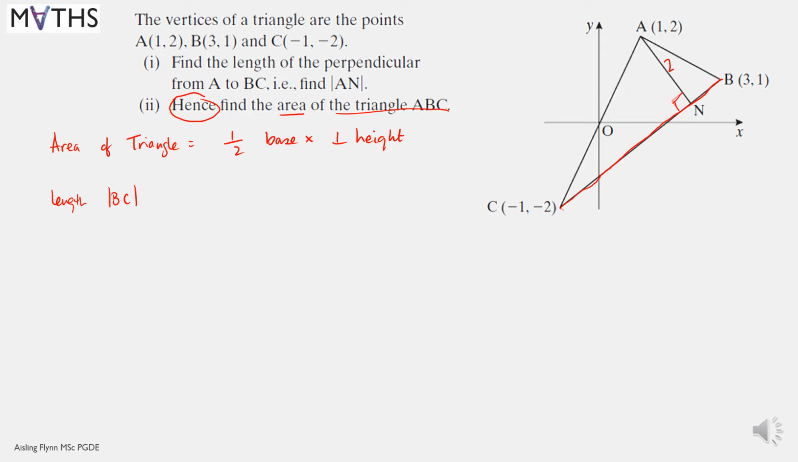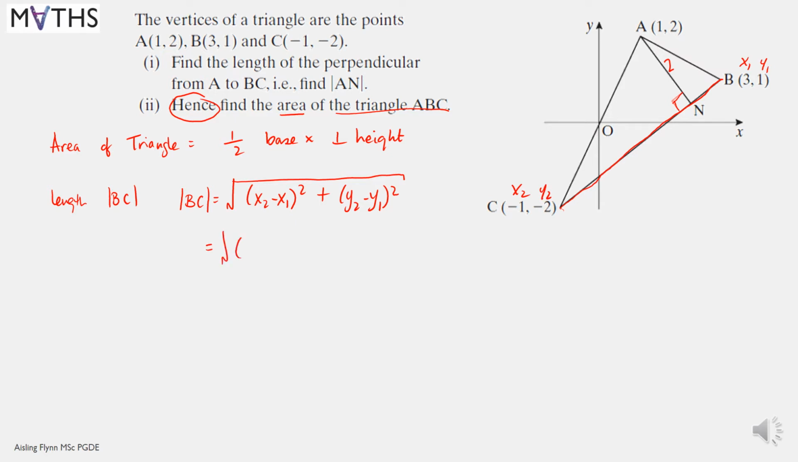Well, we do the distance formula, which will tell us that BC is equal to the square root of (x2 minus x1) squared plus (y2 minus y1) squared. So that's the distance or length formula from your formula books. We're using points B, we'll call that x1, y1, and point C, x2, y2. It actually doesn't matter which one is which.